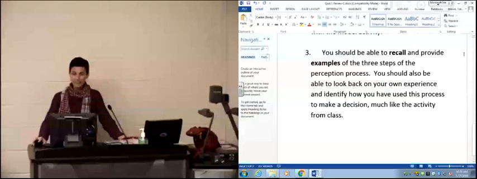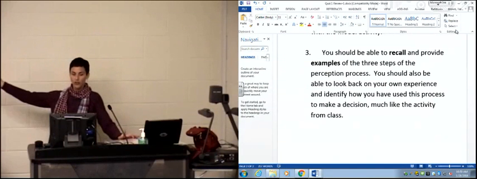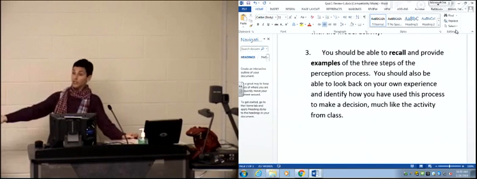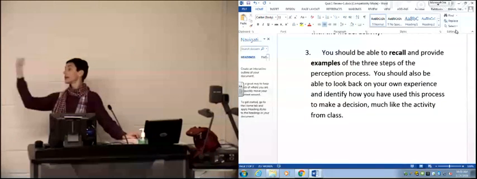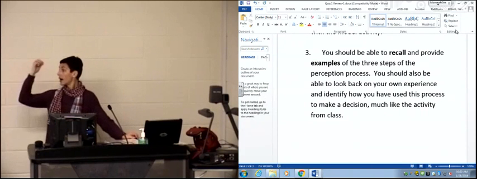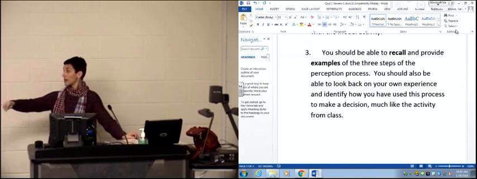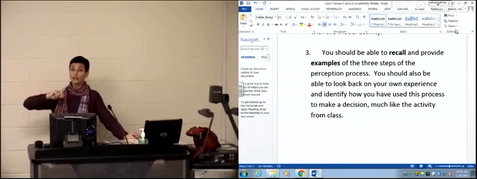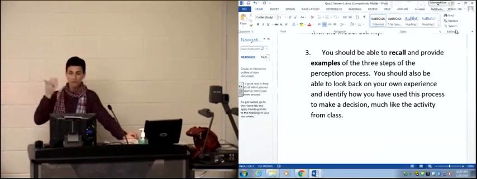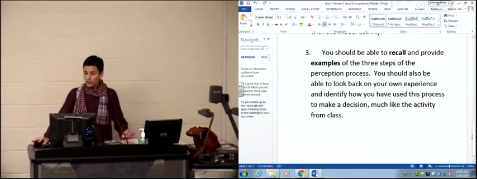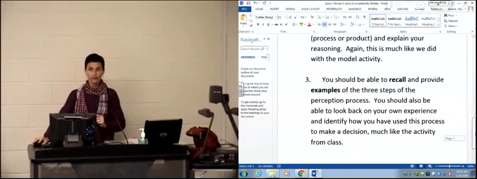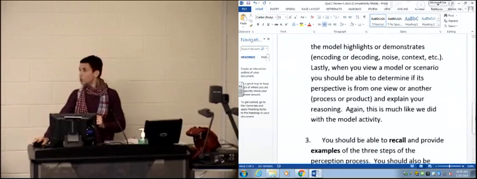interpret. And then you should be able to look at your own experience and identify how you have used the process to make a decision, much like the activity that we did in class. I decided that her favorite hobby was playing sports because I noticed her tennis shoes, and to me that fit into the schema of what a sports enthusiast would be, so I decided she likes sports. There you go. That's what we're looking at. Questions about that? This is also on D2L. I put it up there last night, so it's available to you. No?